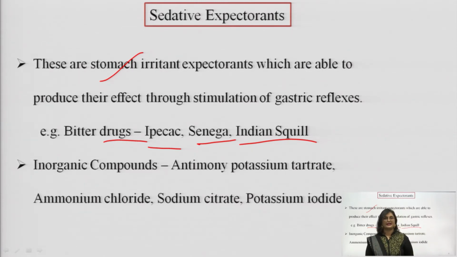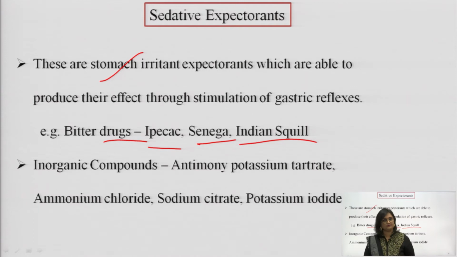We will discuss again what is a sedative expectorant. They act on the gastric reflex. First thing which we need to remember about sedative expectorants is they act on the gastric reflex. How do they act? What do they do? They are stomach irritant expectorants which are able to produce their effect through stimulating the gastric reflexes.